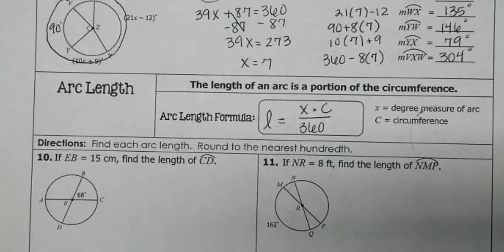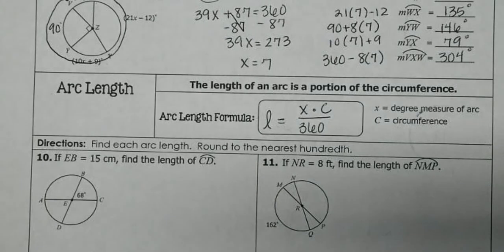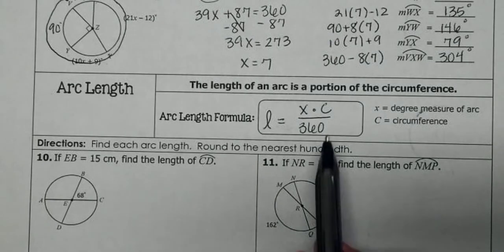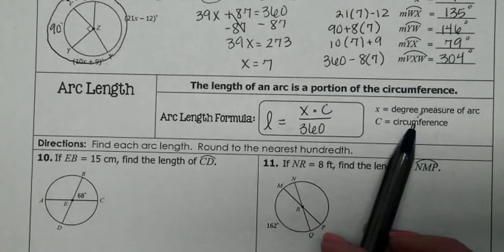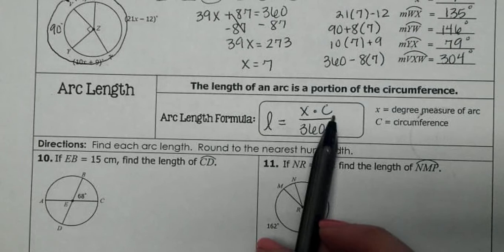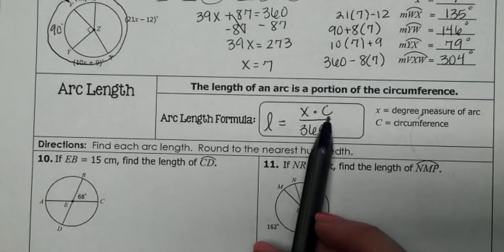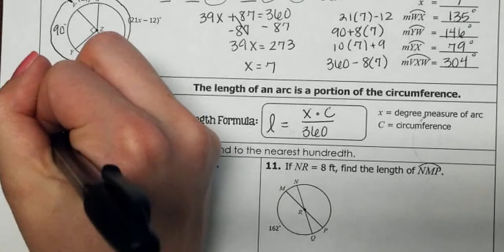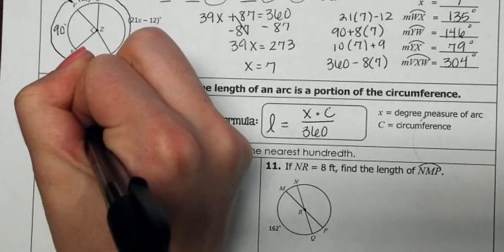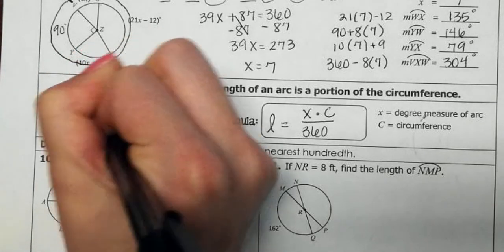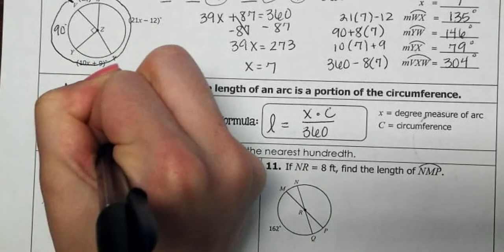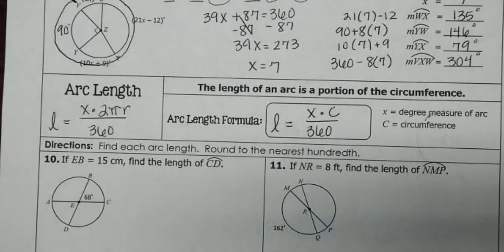Okay, I have a specific way that I like to write it, because X stands for the degree of the arc, but C stands for the circumference. So I like to go ahead and replace C with the circumference formula. So this is the formula that I like to write: X times 2 pi r divided by 360. That way you don't forget to plug in anything.